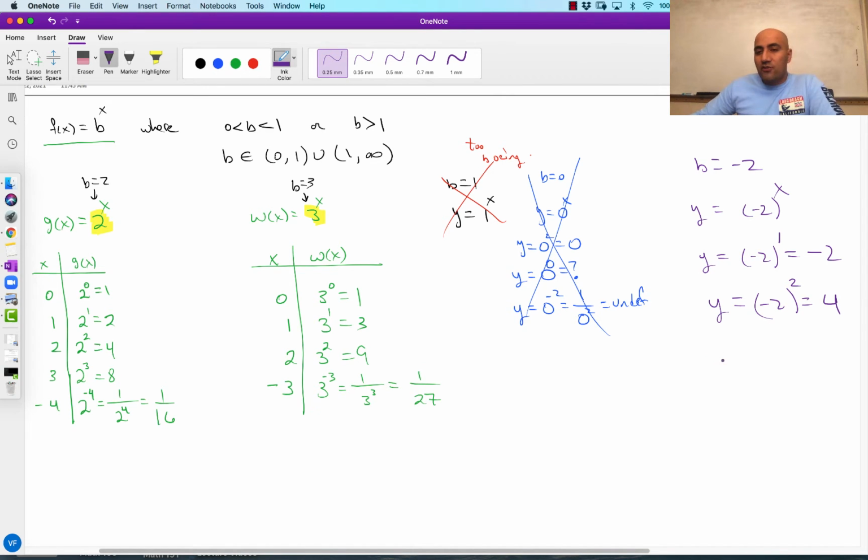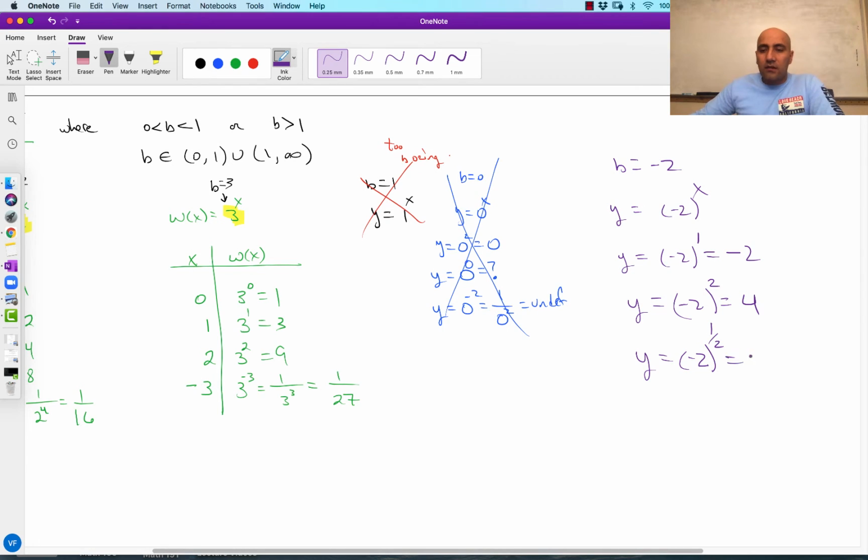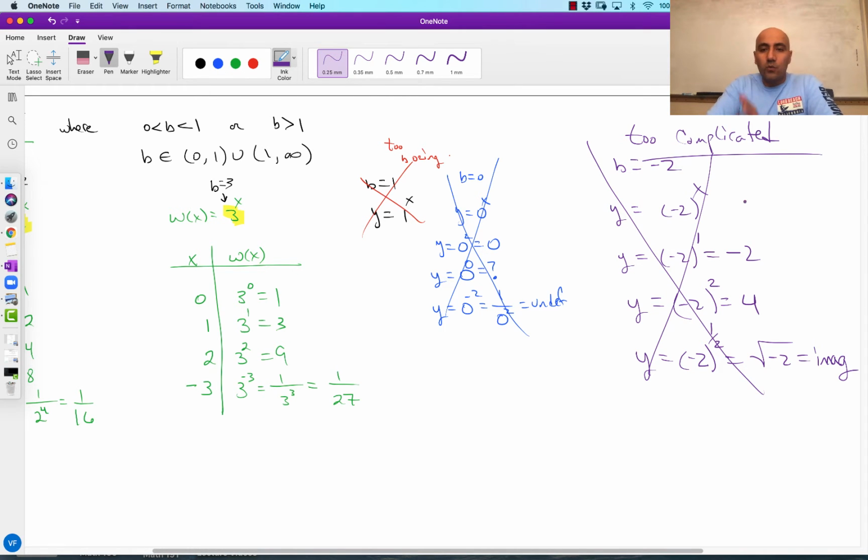And what if it's a fractional value like 1/2? We get y equals (-2) to the power of 1/2. Well, that's the same thing as the square root of -2. Now we get an imaginary solution. Okay, so sometimes the outputs will be negative, sometimes positive, sometimes imaginary. Too complicated. That's fun for another math class. For us, we ignore all that, right?